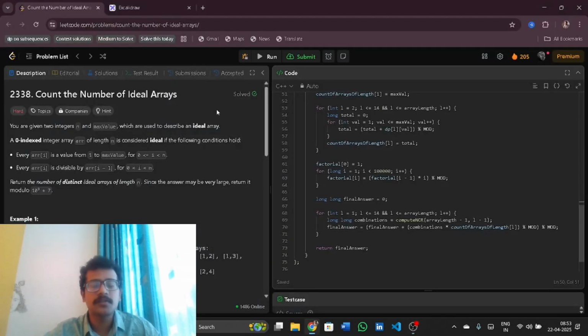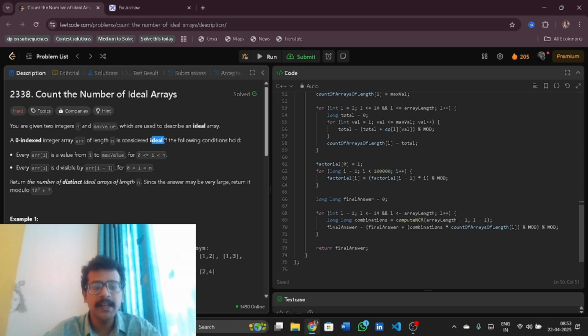Hello everyone, let us now discuss this hard problem, count the number of ideal arrays. What is given is n, an integer, and maxValue. These two are integers. So, let me describe an ideal array.